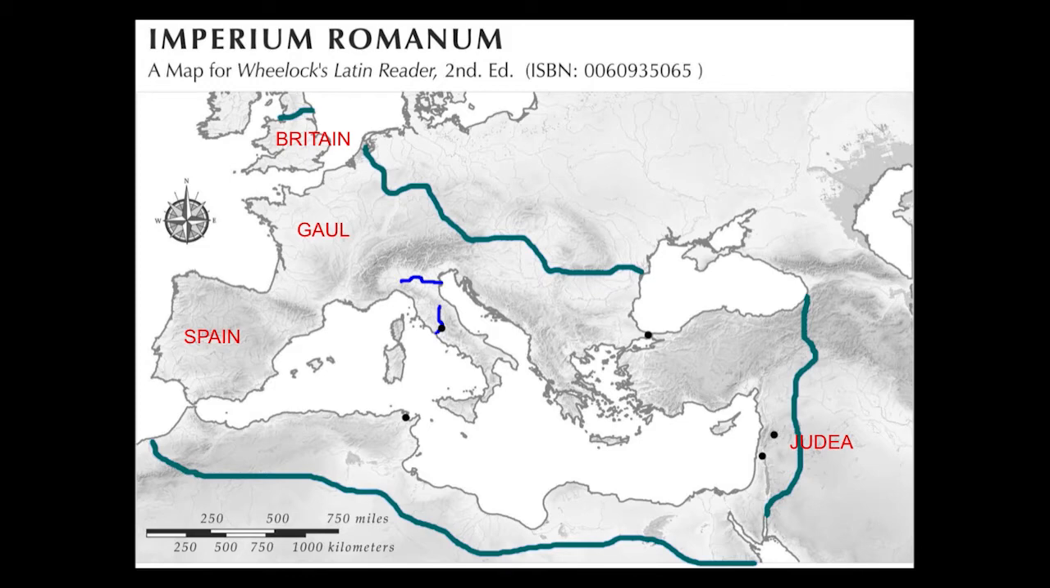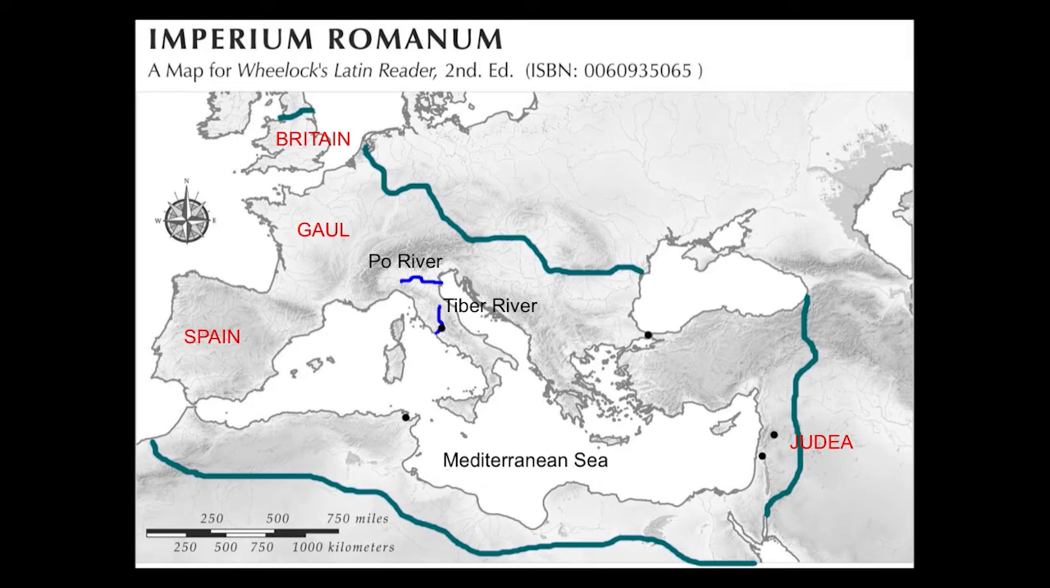Now let's look at some of the water areas. The blue line at the top of the Italian peninsula, that's the Po River, right below the Alps mountains. And then the most important river to Romans was the Tiber River. That is the river on which the city of Rome itself was built, which we'll talk about in a moment.